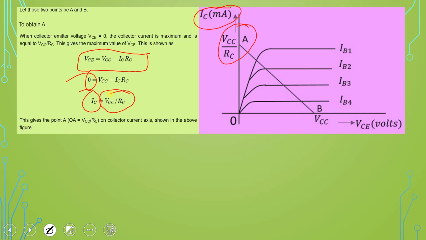Okay, when we are having the maximum value, we want to find out IC max. It means that VCE is equal to 0. When we put this in this equation, we get IC equals VCC upon RC. Okay, this gives the point A, meaning OA. This OA is equal to VCC upon RC on the collector current axis as shown in this figure.